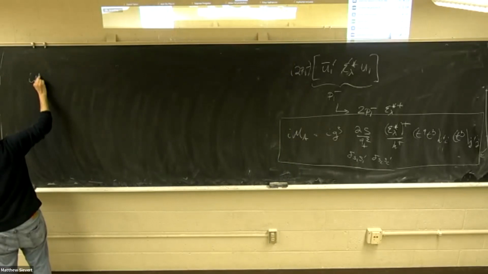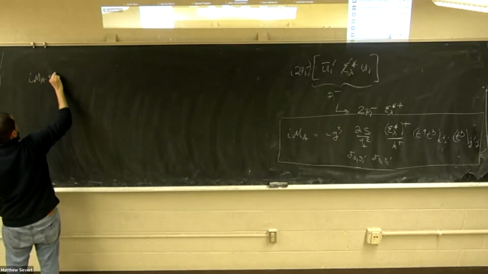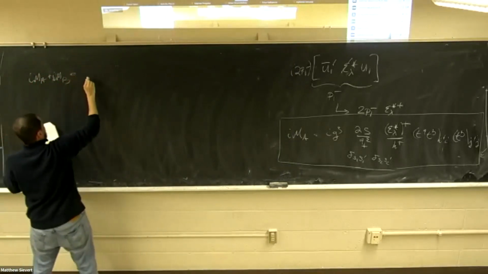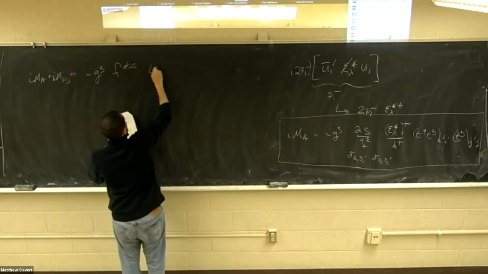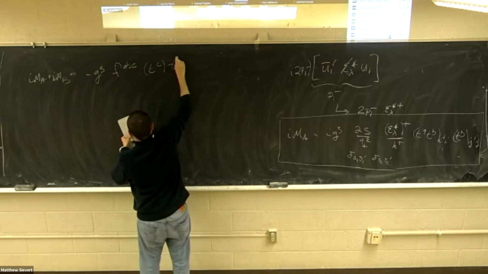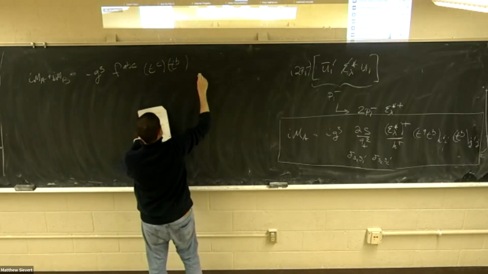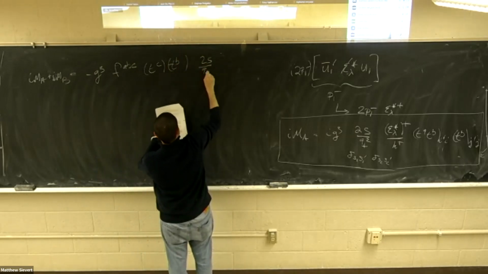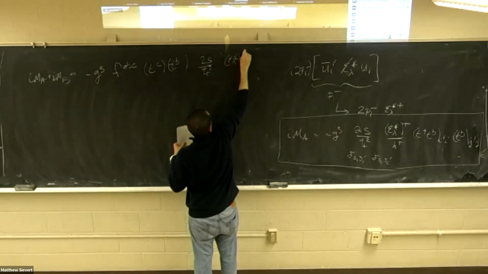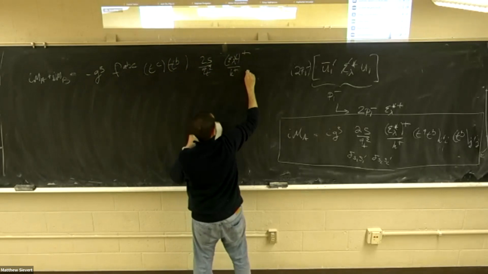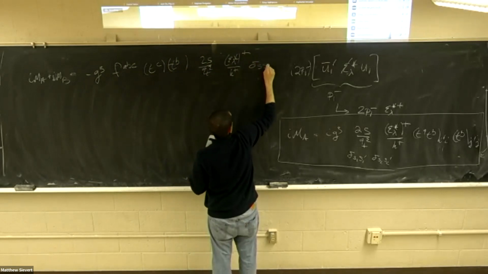When I add those two things together, A plus B, I get minus g cubed f^{ABC} t^C t^B, 2s over q perp squared, epsilon lambda star, over k plus, times the Kronecker delta of spins.